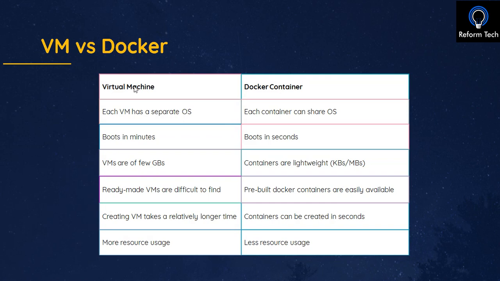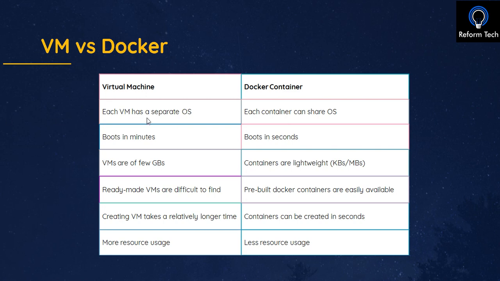This is a glimpse, and in this slide you can see in detail the difference between virtual machines and Docker containers. For a virtual machine, each VM has a separate OS, which is mandatory. But here, each container can share the same operating system. We'll see what containers are in detail in the next lectures, but for now you can understand that containers hold some application, and each application can share the same operating system.